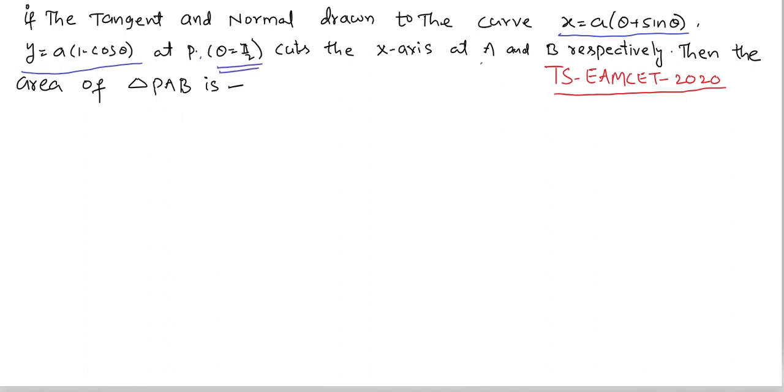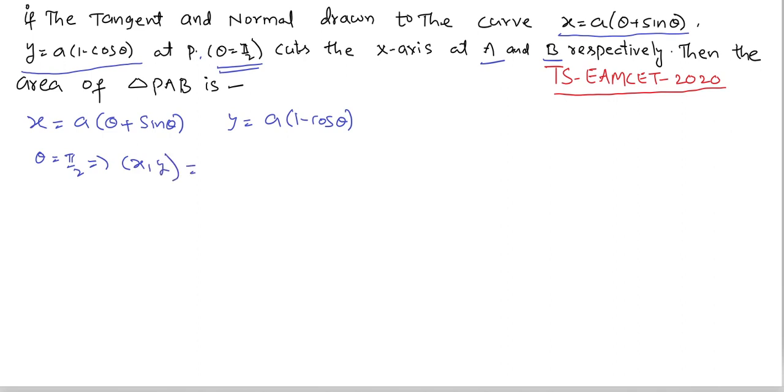The x-axis at respective angle P. The given curve is x is equal to a into theta plus sin theta and y is equal to a into 1 minus cos theta, given theta is equal to pi by 2. So substituting in this, therefore the point x comma y is a into pi by 2 plus sin 90 comma a into, this is the point. I will solve this problem by shortcut.